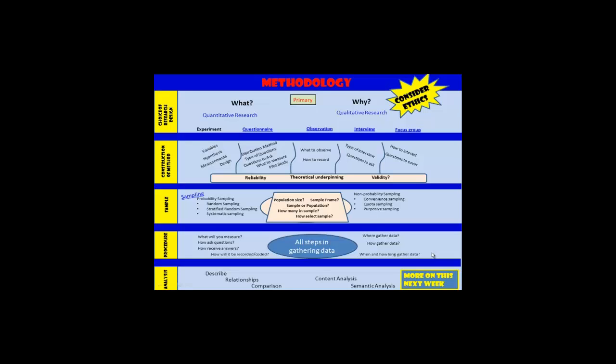The procedure is where you explain all of the steps that you've gone through in order to get the research data. The more detail you give here, the easier it would be for someone to replicate it. And then finally, in the analysis section, this is where you plan how you will analyse your data.